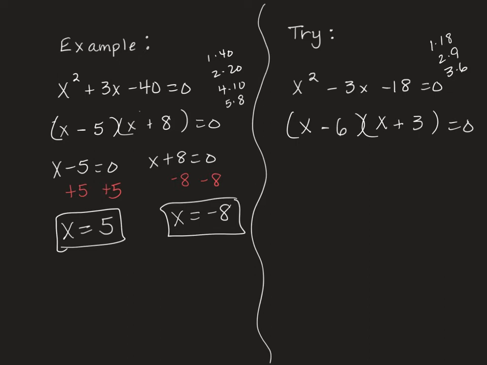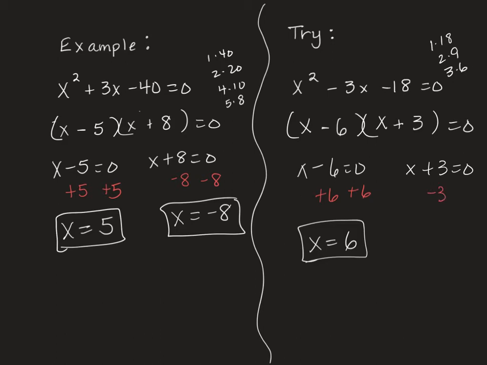We're going to set each factor equal to 0, so x minus 6 equals 0, and x plus 3 equals 0. We're going to solve. Add 6 to both sides, and you're going to tell me x equals 6. I'm going to subtract 3 from both sides, and you're going to tell me x equals negative 3. Okay, and those are my answers.